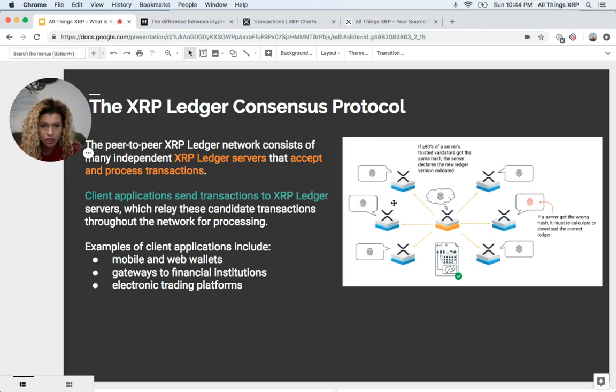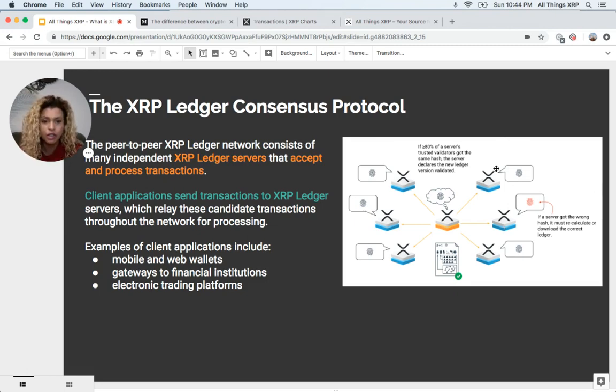Okay, so in this picture here, the XRP Ledger servers are these blue boxes out here. Okay, the client applications, right? And client applications can be mobile wallets or gateways that attach different financial institutions or trading platforms or exchanges. Okay, so any of these places can trigger a transaction that they want to have written to the XRP ledger, and the XRP network system will process those transactions based on the XRP Ledger Consensus Protocol.